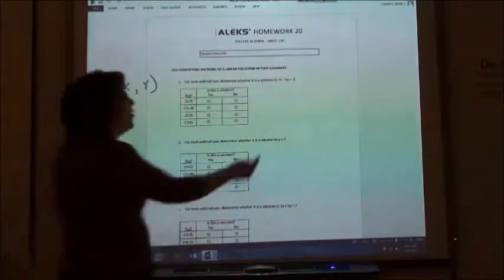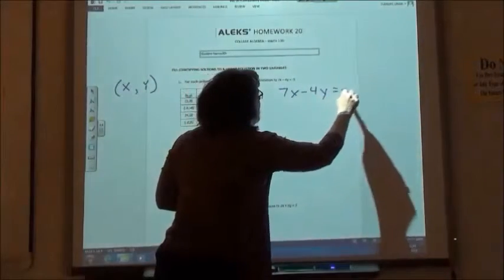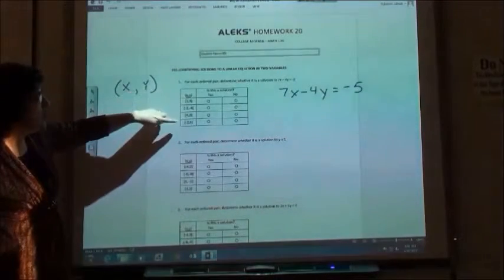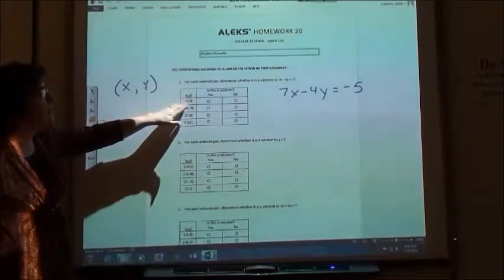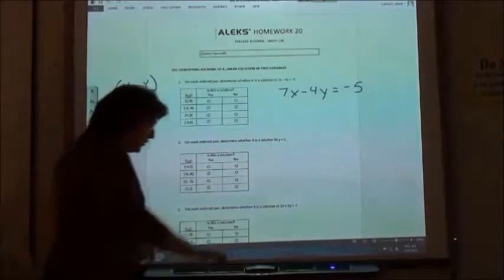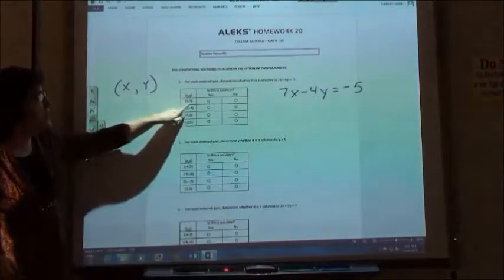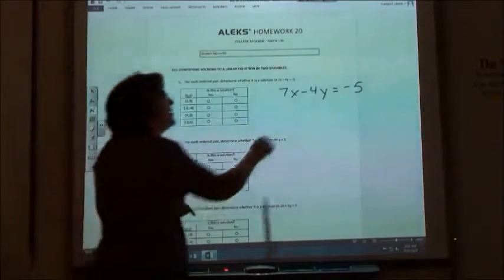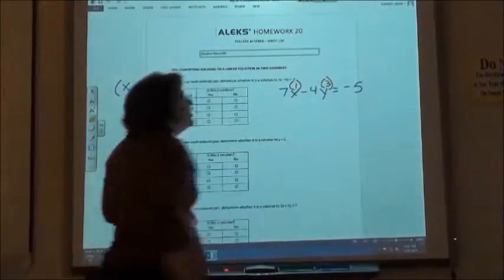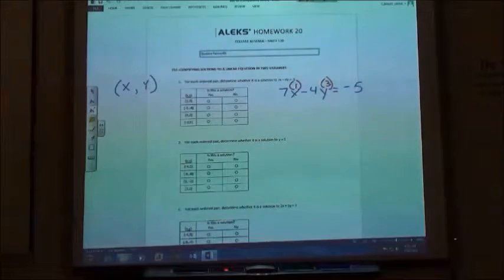So it gives us the equation 7x minus 4y equals -5. What we want to do is check each of these ordered pairs. If we put these numbers in for x and y, does it make a true statement or not? So for the first one, it says we're going to put 1 in for x, 3 in for y. So we're going to take 7 times 1 minus 4 times 3 to see if we get an answer of -5 or not.